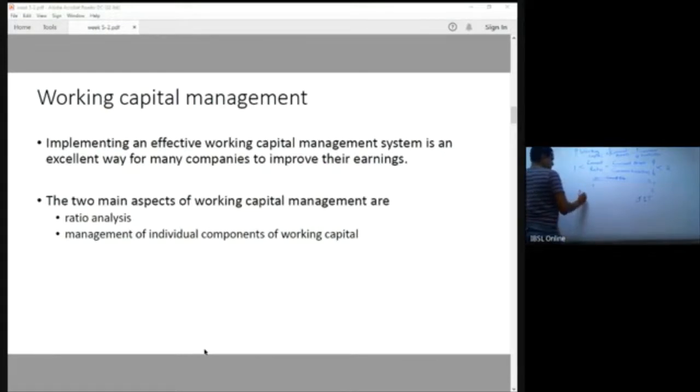The acid test is your current assets minus stocks divided by current liabilities. Okay, so they are removing the component of stocks from current assets.